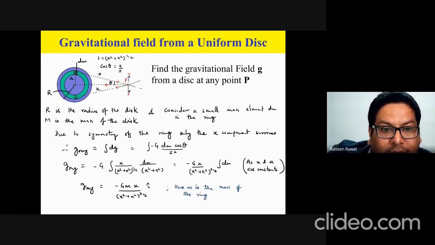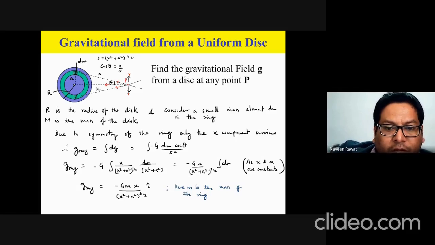Remember, s is the distance of separation between the mass and the point where we are considering. Okay? So don't get confused. Don't write x. That would be completely wrong. Okay. So if this is the mass element, then the separation of distance is s. And s again we can write in terms of your x and a. So s will just be square root of x square plus a square. So that is what you can do.